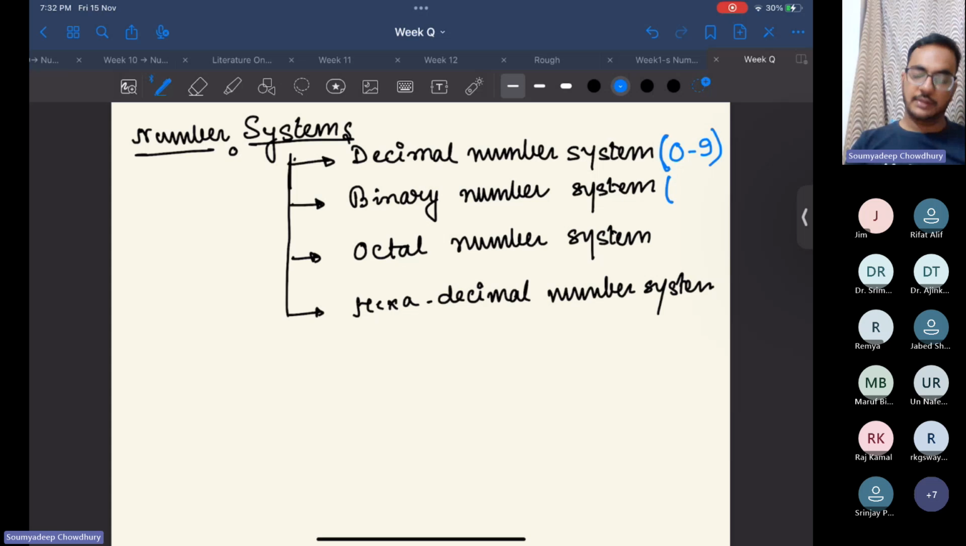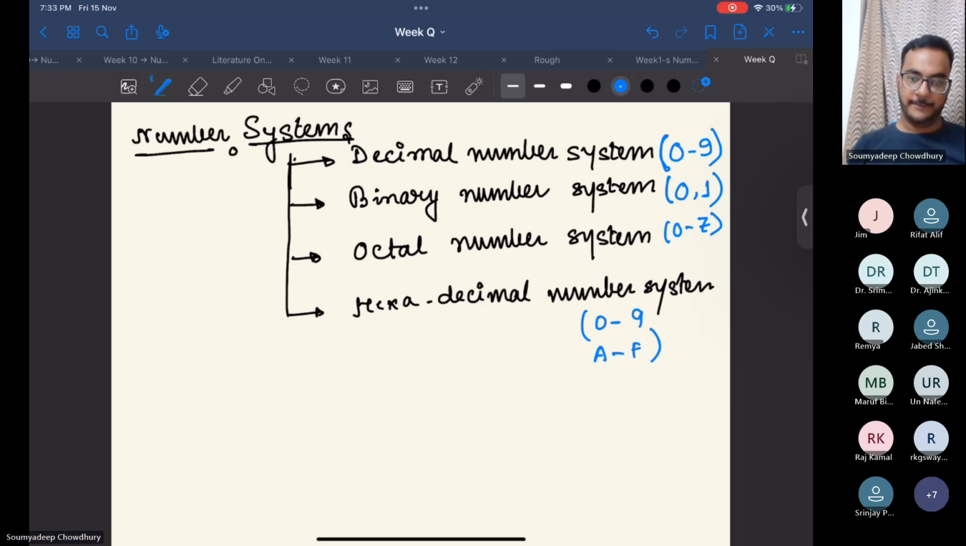In the binary number system, how many digits are there? Two, 0 and 1, right? In octal, 0 to 7. And in hexadecimal, 0 to 15. Actually, it is not 0 to 15, it is 0 to 9 and A to F, right? So these are the different number systems.